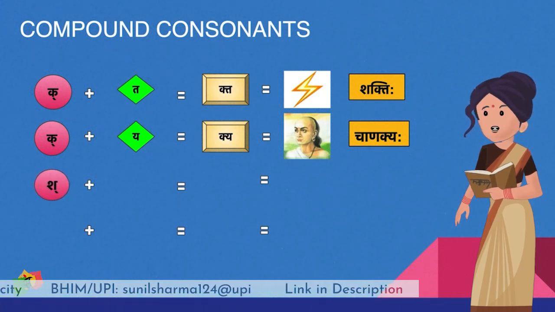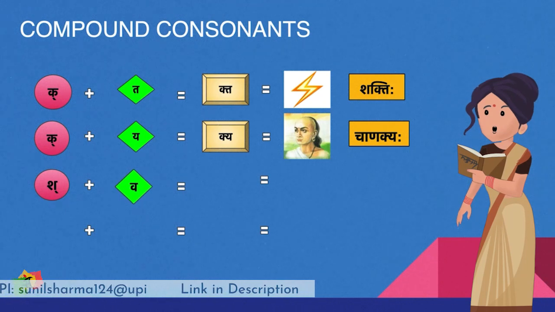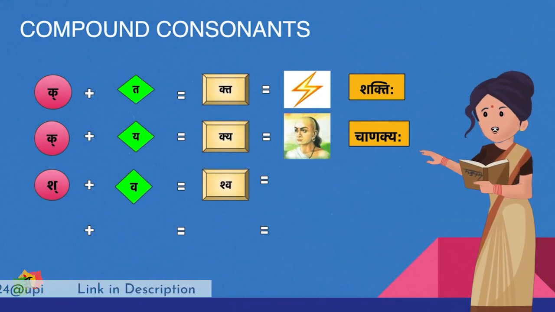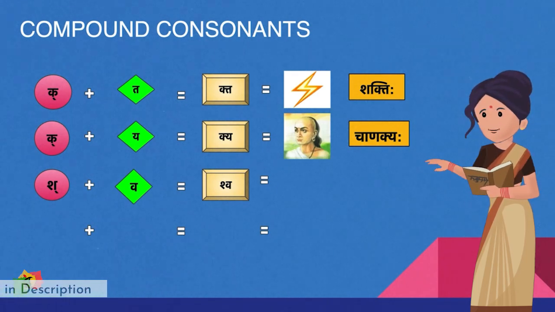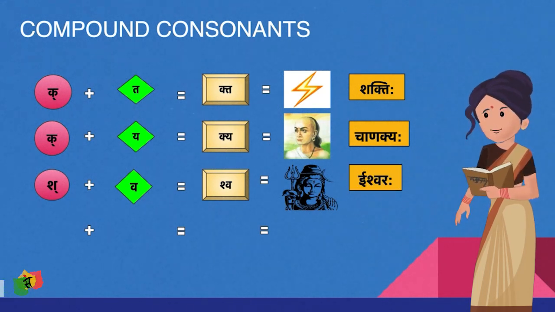When the consonant sound sh joins with a different consonant sound va, it forms a new compound consonant sound called shwa. A word that uses shwa in Sanskrit is Ishwaraha.